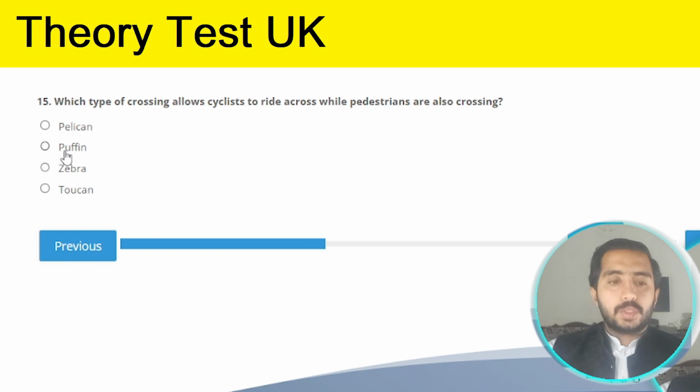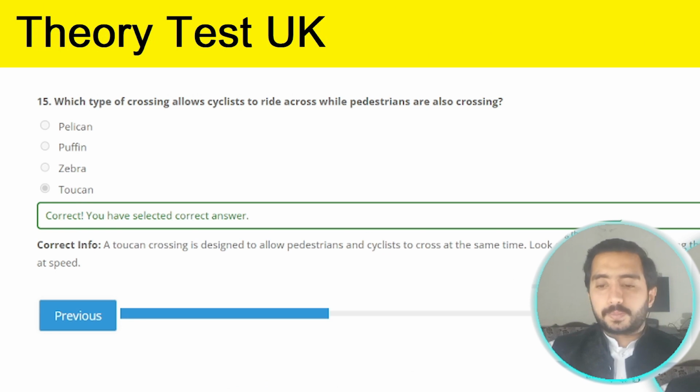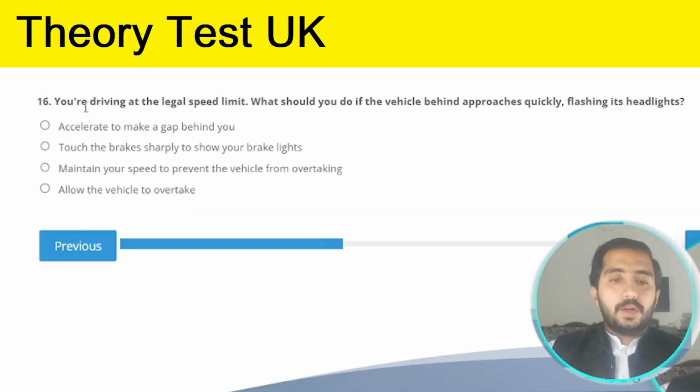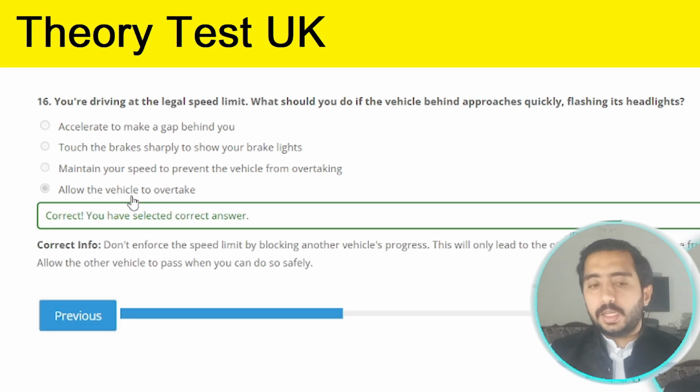Next one, question number 15. Which type of crossing allows cyclists to ride across while pedestrians are also crossing? The correct option is toucan. Option D is the correct one. Next one, you are driving at the legal speed limit. What should you do if a vehicle behind approaches quickly, flashing its headlights? If it's approaching quickly and flashing its headlights, then definitely you need to allow that vehicle to overtake you. The correct option is option D.